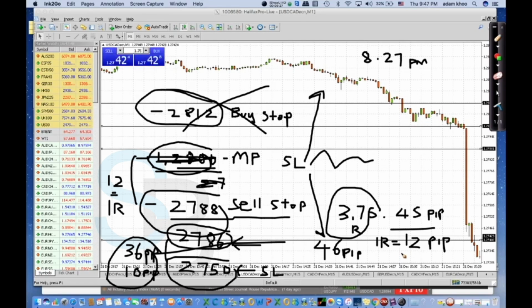As long as you risk 1 to make more than 1, you'll always be profitable in the long run. And because I risked 2%, what was my actual return on my capital? It was 3.75 times 2%. So my actual return on my capital was a 7.5% return in about 2.5 minutes, right? So that concludes this live demo on trading the news.